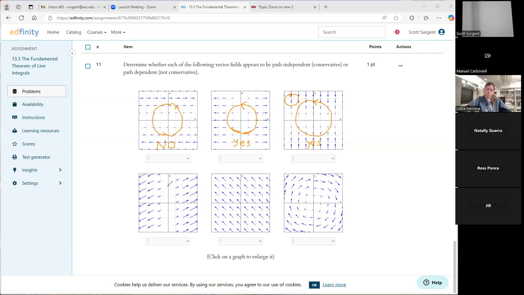All right, let's do a couple more. This one's kind of an odd one. I would probably say no on this one, because again, I'm looking for that symmetry, and this is not quite symmetrical. If I look at this little portion here versus this little portion here, I don't think they cancel out. My feeling is this one's a no.